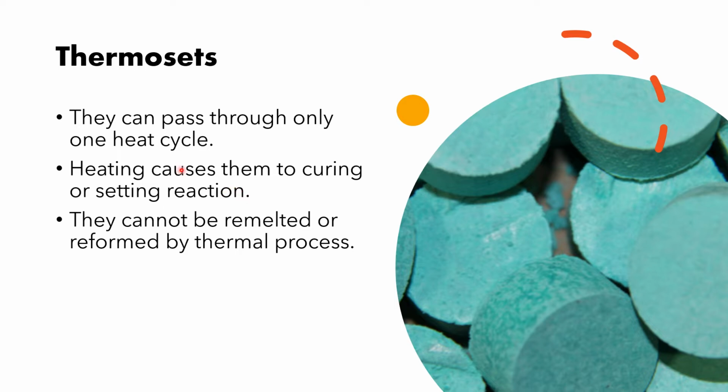For thermosets, they can pass through only one heat cycle, because heating causes a curing or setting reaction, so they can't go back to the original shape. You can't remelt or reform thermosets by thermal process. Okay, it can go through only one heat cycle and change to a permanent shape. It won't go back to the original form.